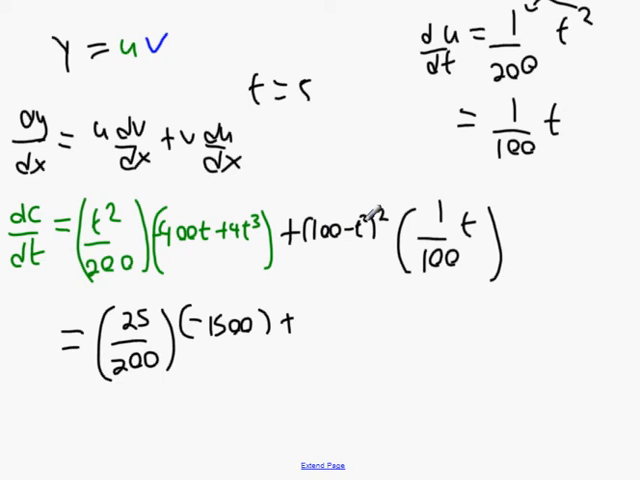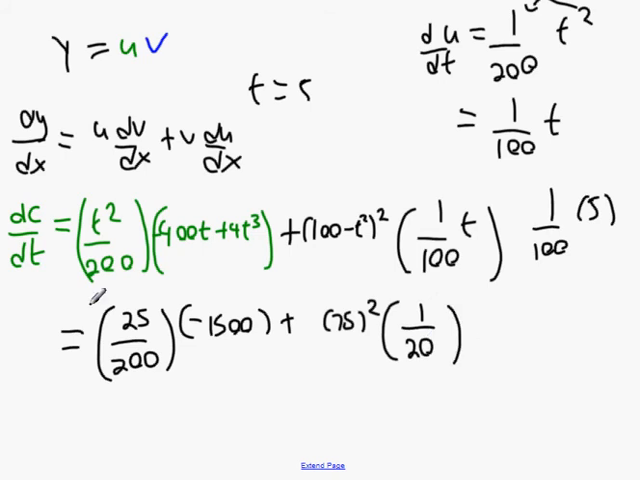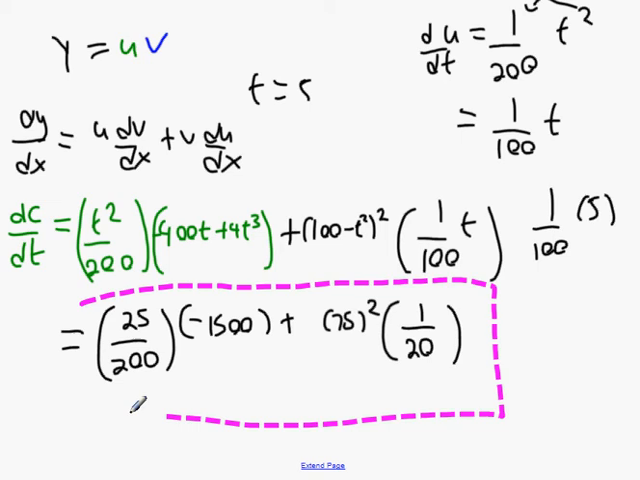And then once again, we're going to go back in here. 100 minus t squared, 75, right? 75 squared, I haven't got a clue, I'm not that smart. Then 1 over 100 multiplied by 5, which is 1 over 20. Then all I'm going to do next is put all this into the calculator, and I'll get my answer out.